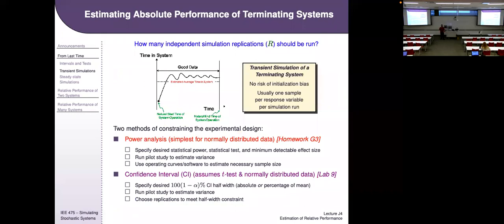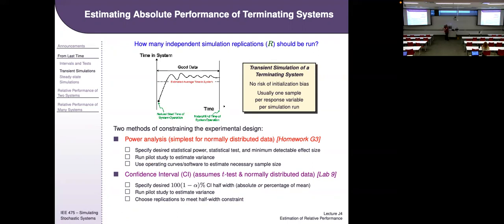All right. But before we get there, let's just do a quick review of when we run sims, how do we gather the data? This is the stuff from the last two lectures. So for transient simulations, which are what we use for terminating systems, we need to just figure out how many replications to run. If someone says you have to, with 80% power, be able to find differences at least as big as epsilon, then you have to do a power analysis. And that's similar to what you did on homework G3.